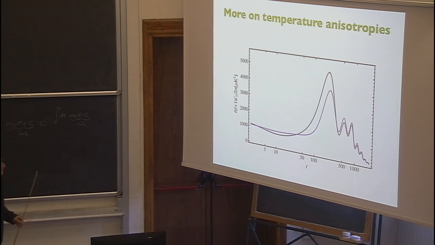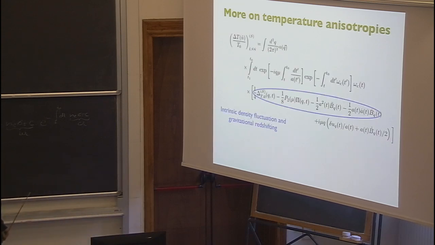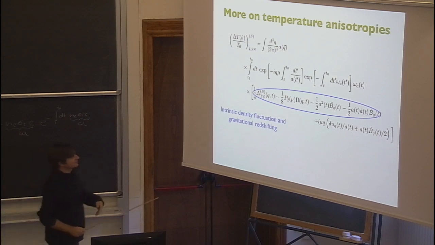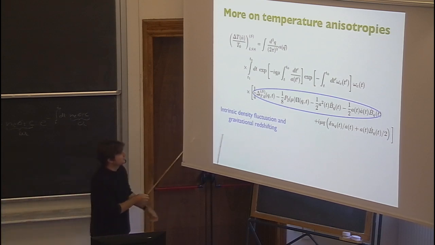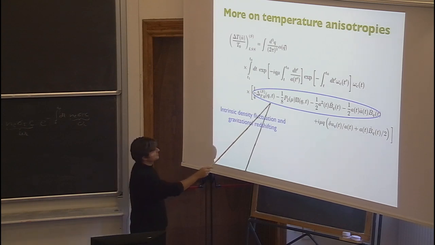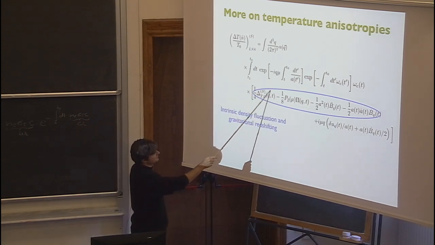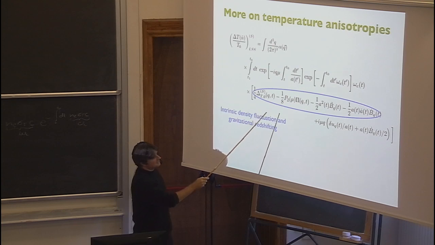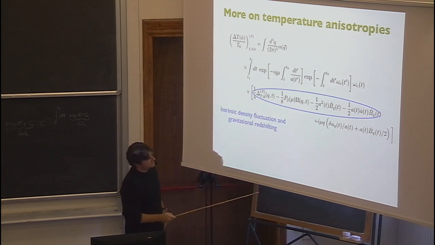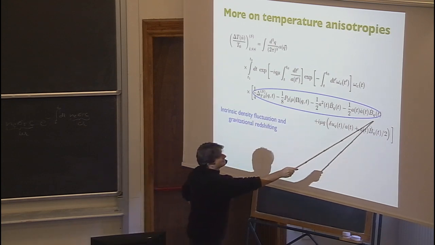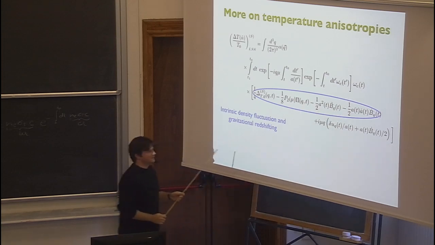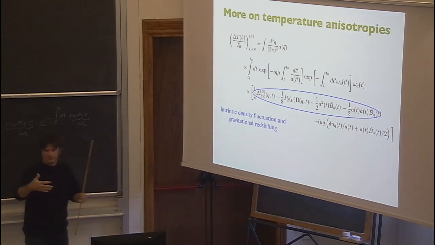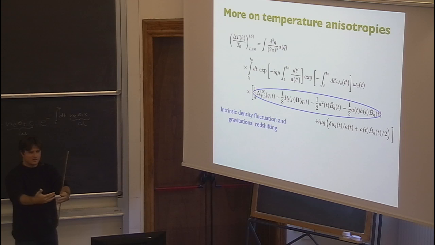The ISW contribution is the one we were missing. And then if you look at it in more detail, this is also something I already showed you in the toy model. You have this contribution, which are the intrinsic density fluctuations. The new piece that's added in the presence of metric perturbations is this one, and the physical interpretation is just that this is some gravitational redshifting.